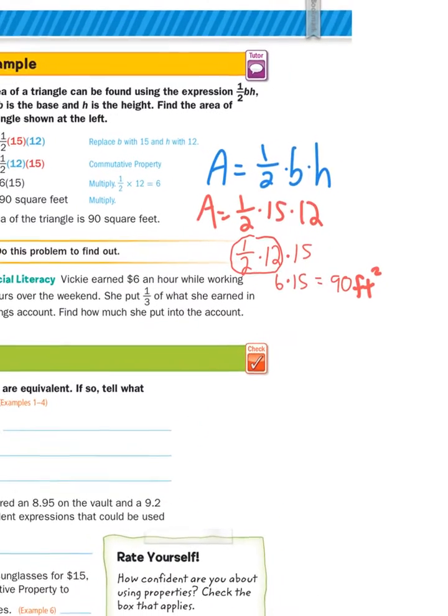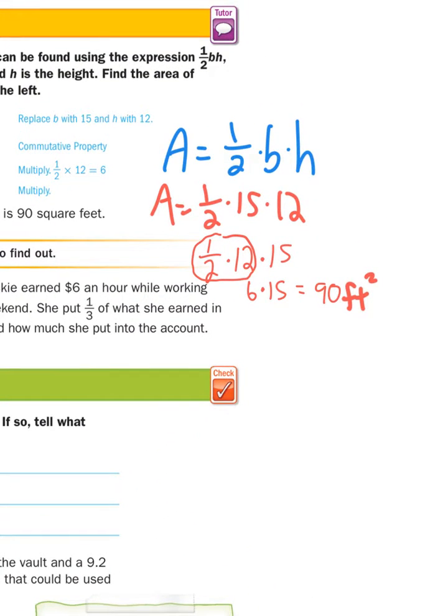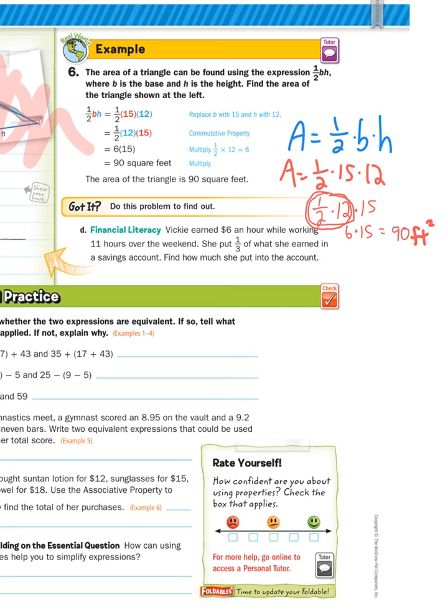Now, that was just an example of how I can use one of the properties, in this case the commutative, to switch the orders so I can solve nice numbers. You don't want to solve nasty numbers if you don't have to. So your job is to do problem D.